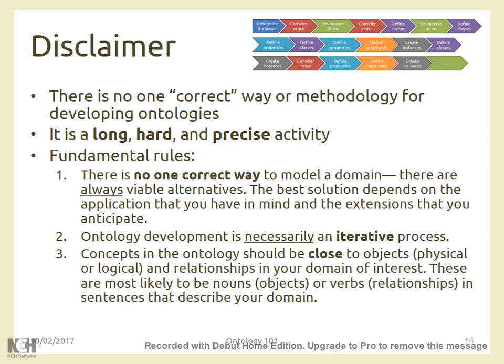We can have three fundamental rules. The first one is that there is no one correct way to model a domain. There are always viable alternatives. We will decide on one perspective to model a domain now, but it's one way to do it, maybe also partially incomplete, and it's perfectly okay in developing an ontology. Because the best solution depends on the application that you have in mind and the extensions that you may be able to anticipate.